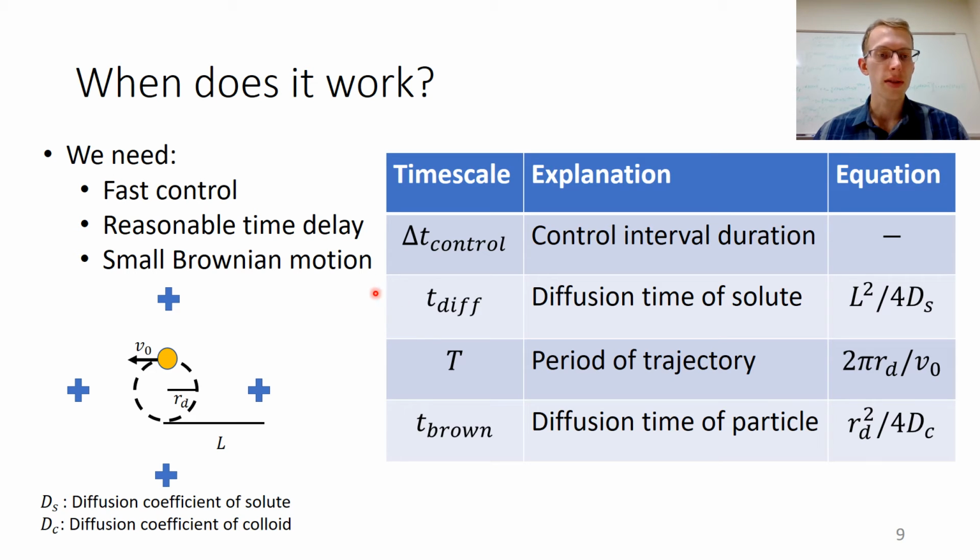To quantify these rules, we looked at the timescales inherent to the system. I'll briefly go over 4 of them. The first is the control interval duration. This is the amount of time between loops in the model predictive controller. The second is the diffusion time of the solute, a measure of the time it takes the solute from when it's created to when it reaches the location of the particle. The third is the period of the trajectory, the amount of time it takes the particle to move around the circle. This is useful for comparing to the other timescales. And the fourth is the Brownian diffusion time of the particle. This is a measure of how long it takes Brownian motion to move the particle away from the desired trajectory.